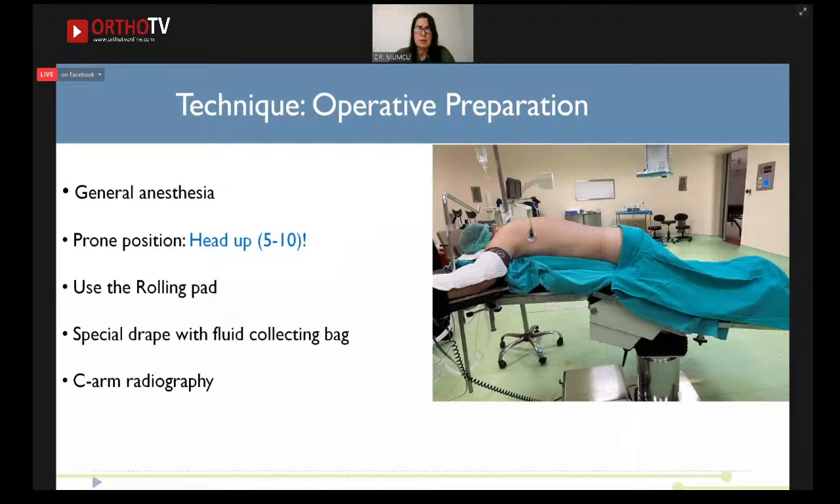Also, a 5 to 10 degree head-up position is necessary to maintain optimum ISP during the surgery. Wilson frame allows kyphotic posture, which would increase epidural pressure and lead to more epidural bleeding. We recommend you not to use it.